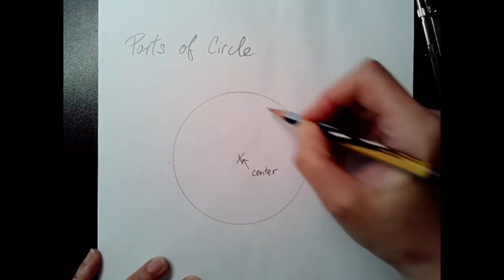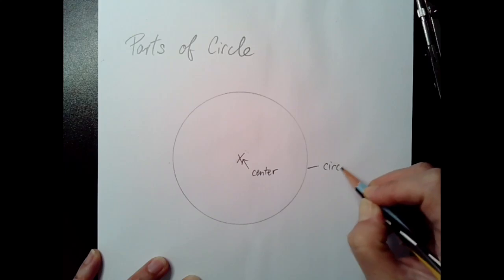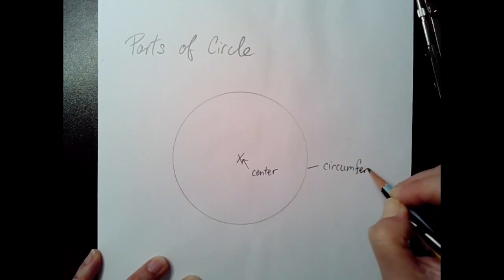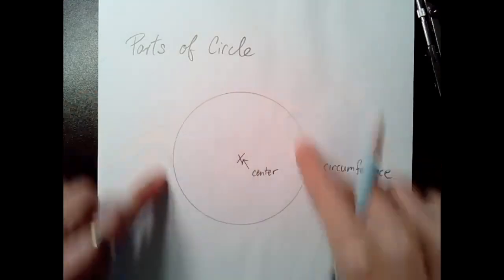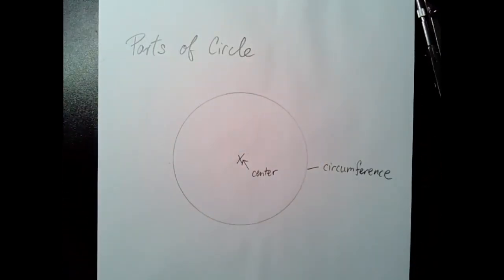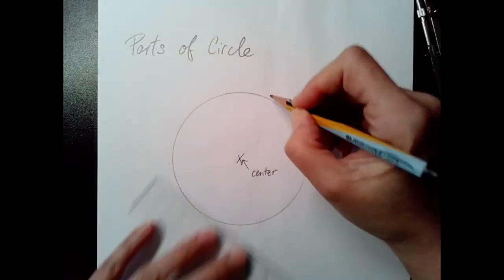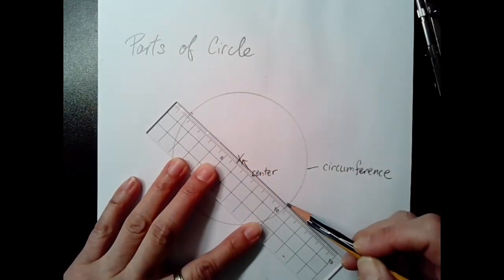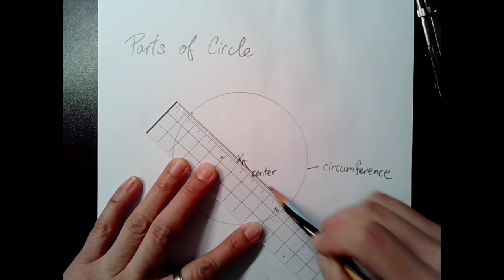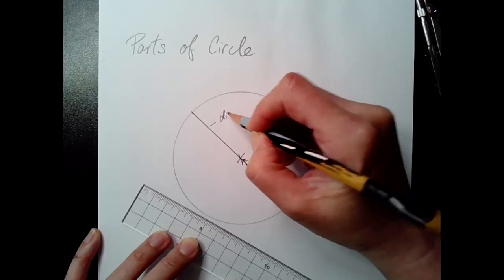The whole outside bit is called the circumference. So the whole bit is the circumference. Let's get into some parts of it. First of all is the diameter. It needs to be from one side of the circle to the other side, going through the center. So it goes through the center, and this is the diameter.